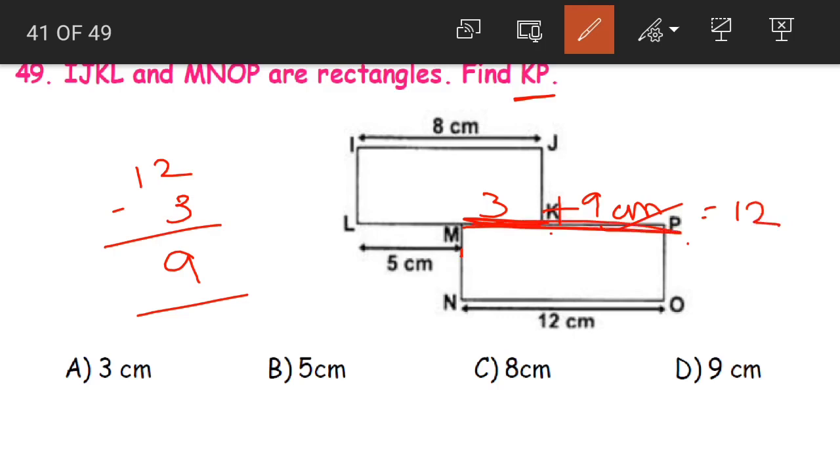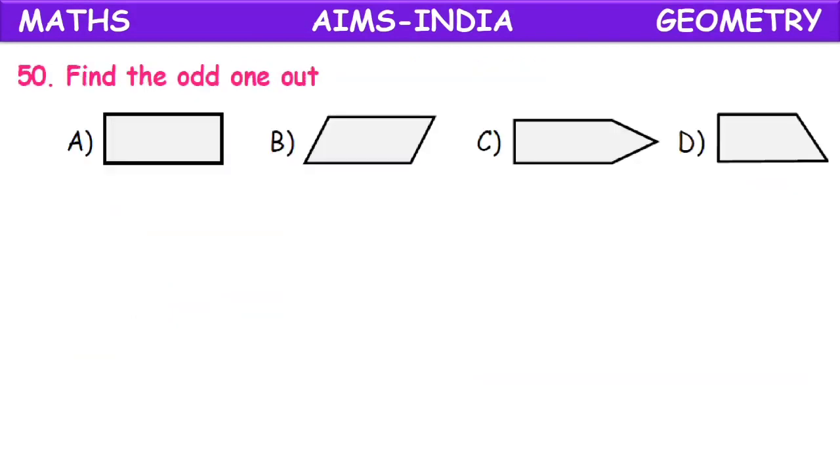The total length will be equal to 12 centimeters, which is exactly the same as the length of the opposite side. In a rectangle, opposite sides are equal. Yes, so that is why our correct answer here is 9 centimeters. The length of line segment KP is equal to 9 centimeters.